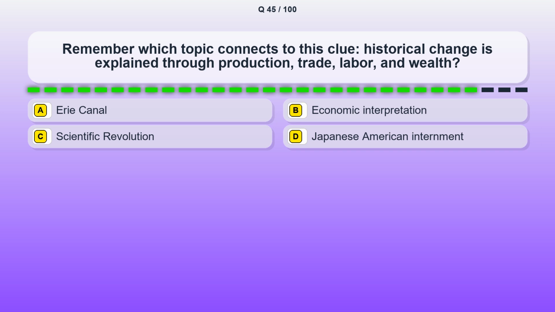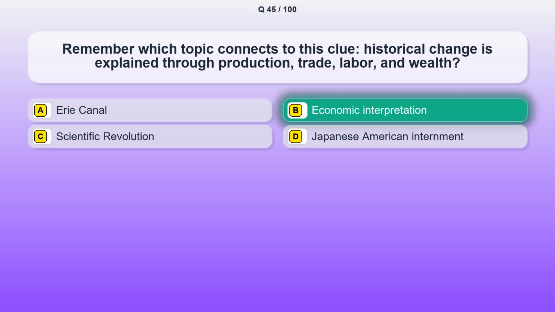Question 45. Remember which topic connects to this clue. Historical change is explained through production, trade, labor, and wealth. Option A, Erie Canal. Option B, economic interpretation. Option C, scientific revolution. Option D, Japanese-American internment.